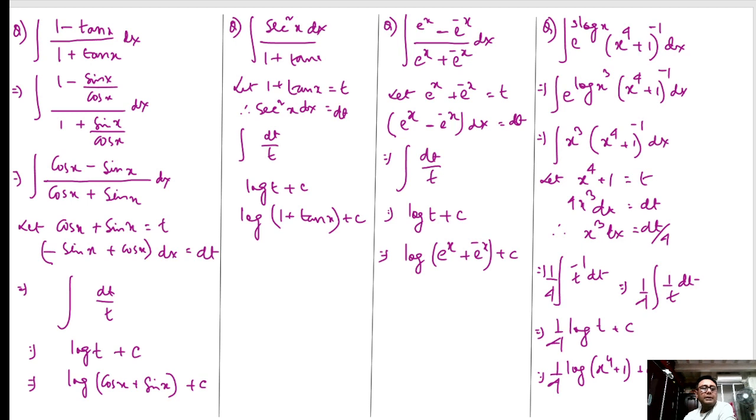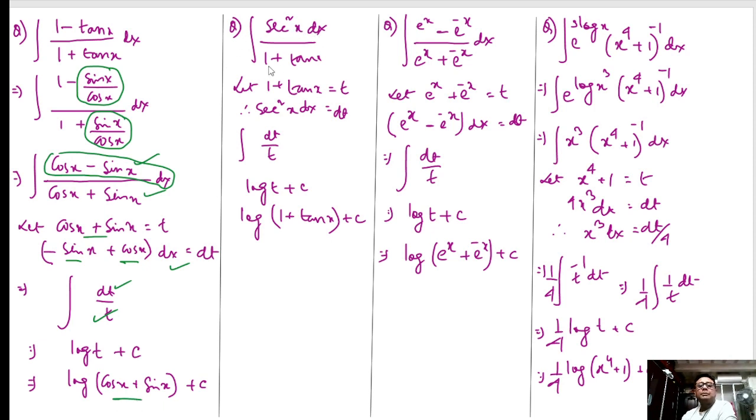Okay, friends. So here 1 minus tan x by 1 plus tan x. Tan x we have broken up. Taking LCM on the upper side, cos x will cut out. So this remains. Now let us take cos x plus sin x as t. So derivative of cos x is minus sin x, plus cos x, dx equal to dt. So we get the upper part, this is actually dt, and down one is t. So it is log t, which is this.